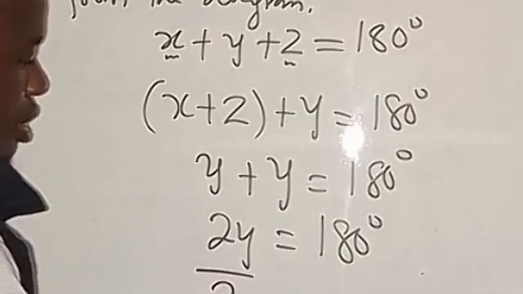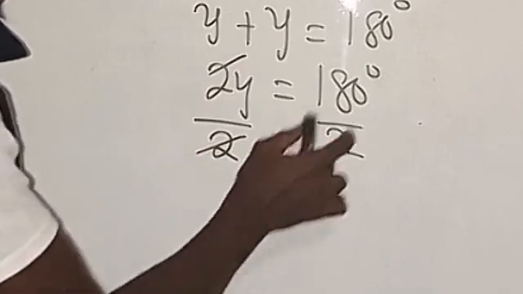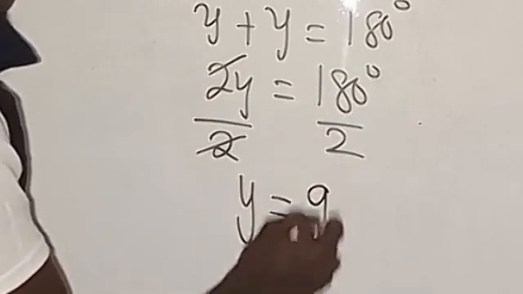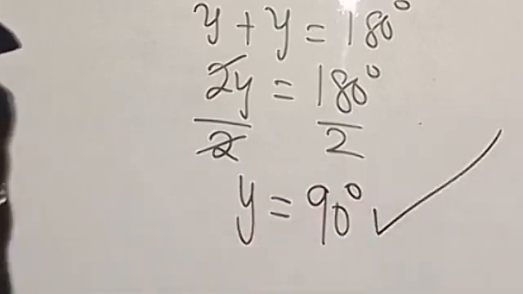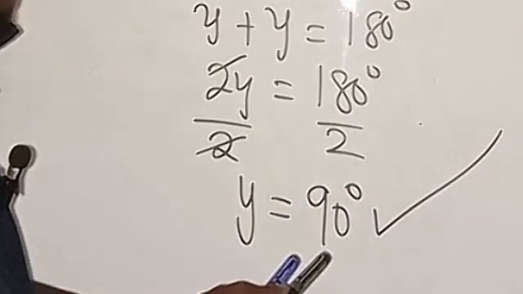So you divide both sides by 2, right? We cancel this, we have y equals 180 divided by 2, we have 90 degrees. So the value of y is 90 degrees.